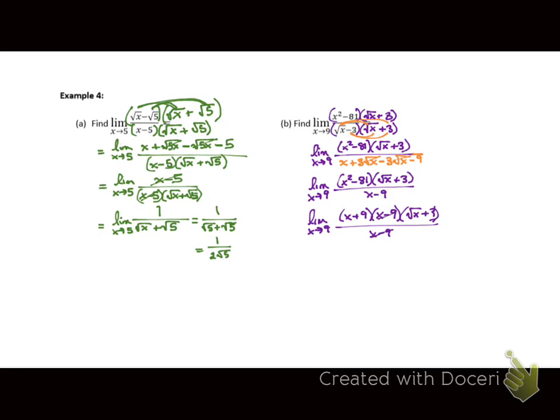Now we can plug in 9. I'm just going to go ahead and jump straight to that. 9 plus 9 is 18. The square root of 9 plus 3 is 6, and that's 108.